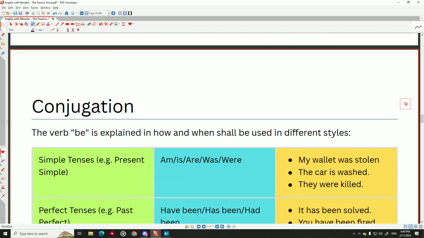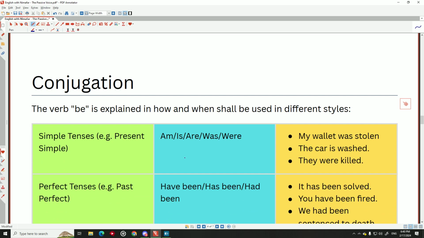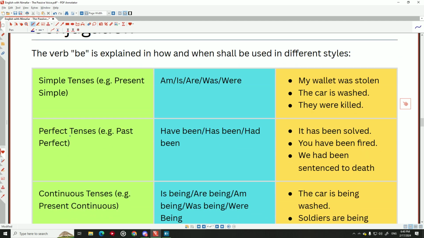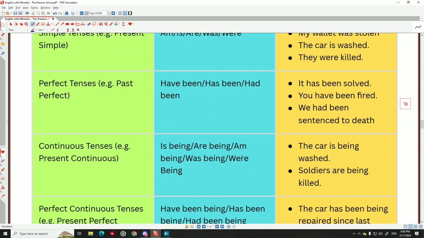Conjugation. So the verb be. In simple tenses, we use am, is, are, was, were. Like my wallet was stolen. The car is washed. In perfect tenses, we use have been, has been, had been. It has been solved. You have been fired. We had been sentenced to death.